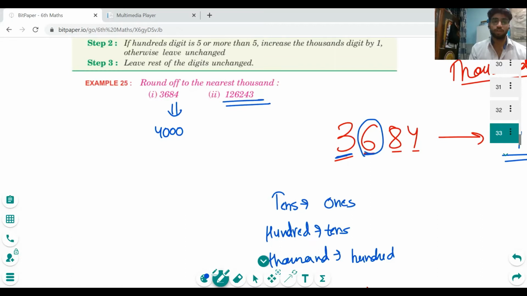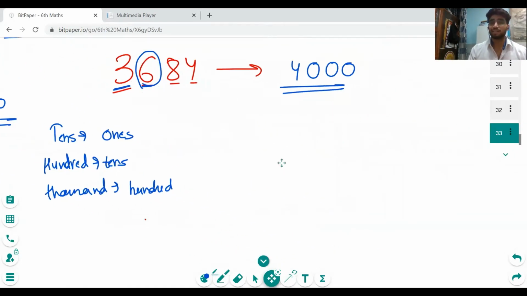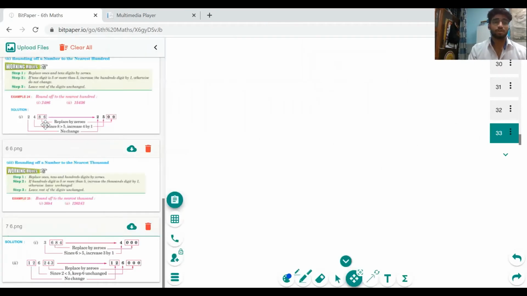Let's try this one. Looking quite big, but it is actually quite easy. Again, the same steps: ones, tens, 100, 1,000. Everything before 1,000 will be 0, so 0, 0, 0, three zeros. Now, this is 1,000, so we'll observe the 100 place. It is less than 5. Since it is less than 5, I will keep the 6 as it is, and the remaining digits also as they are. And we are done. This is our rounding off to the nearest 1,000. Now I can see that you are able to understand this. So let's practice a bit.